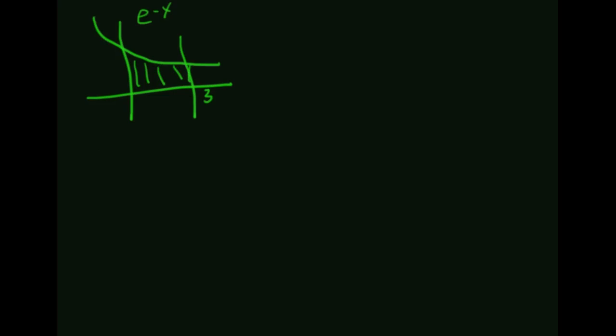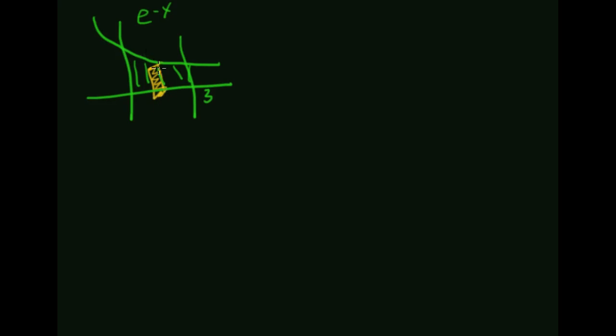Okay, so in this problem, we have e to the negative x, which goes like this. And we have the two axes, and we have the line x equals 3. So the region that we're bounding there is this. Now, we're talking about cross sections, which are squares, right? So each square is perpendicular to the x-axis, making a cross section.